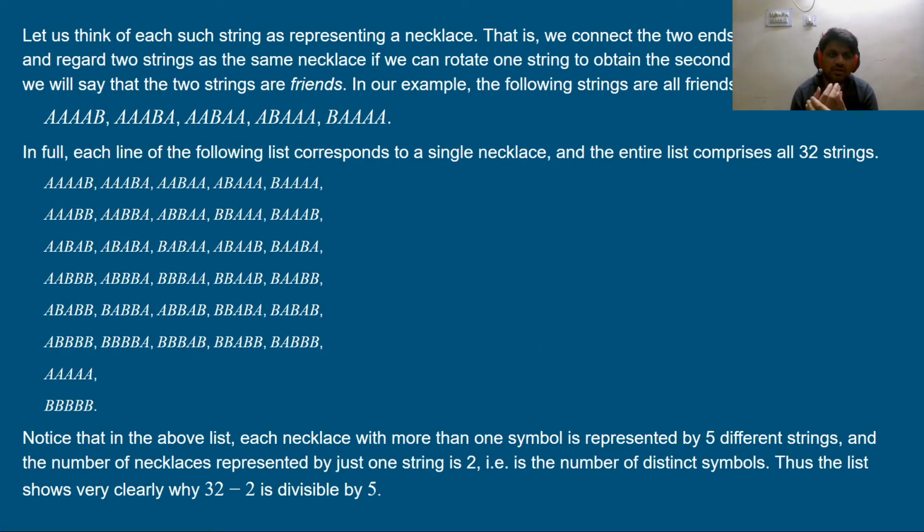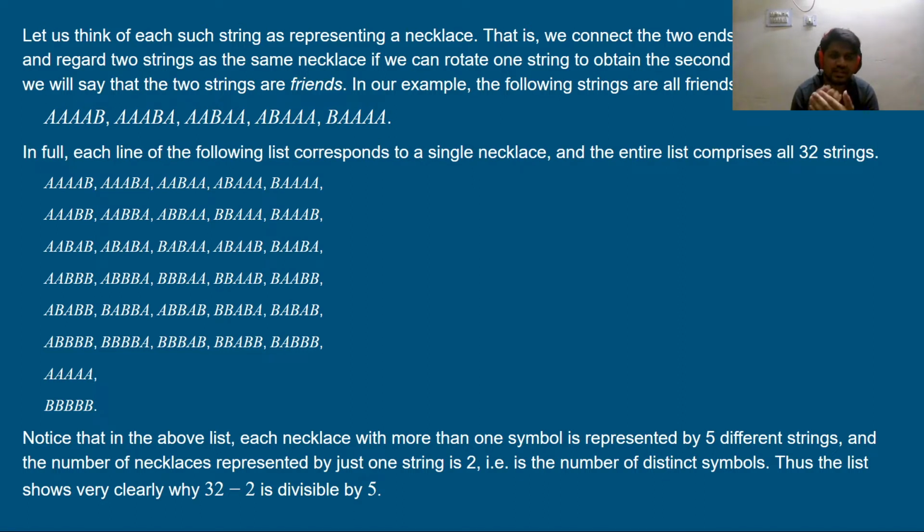Let us think of each such string as representing a necklace. That is, we connect the two ends of the string together and regard two strings as the same necklace if we can rotate one string to obtain the second string. In this case we say that the two strings are friends. In our example, the following strings are all friends.